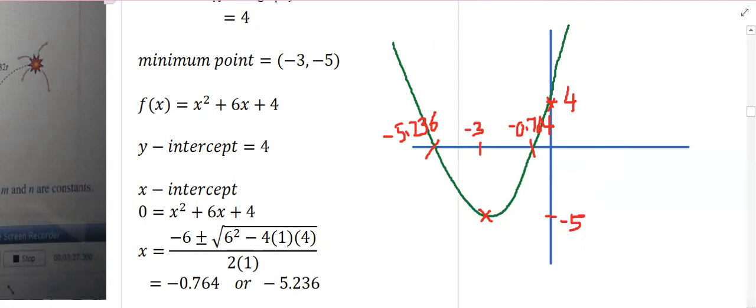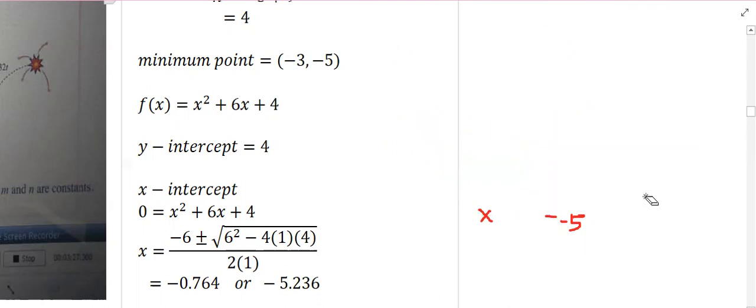Okay, I want you to try to redo it by yourself. If you don't understand, you rewatch again this part. So I erase everything.